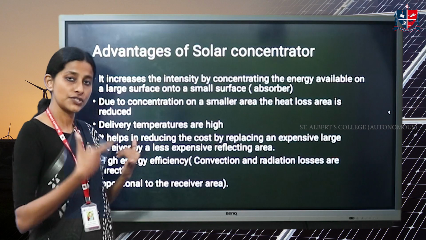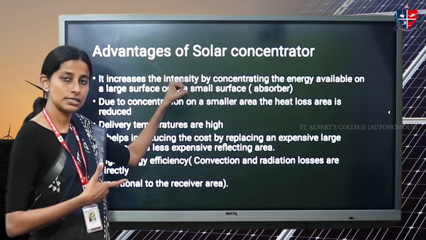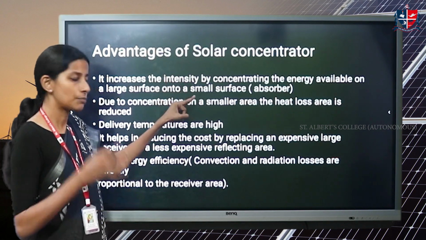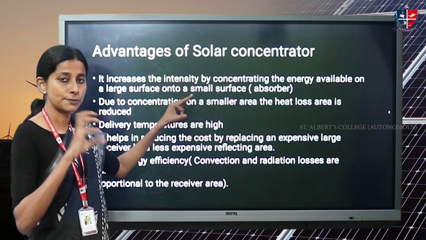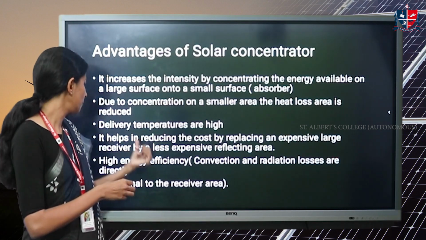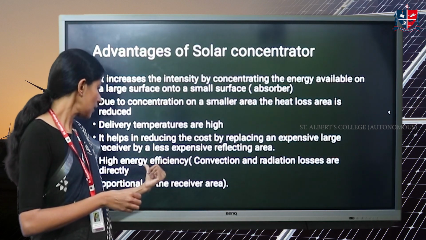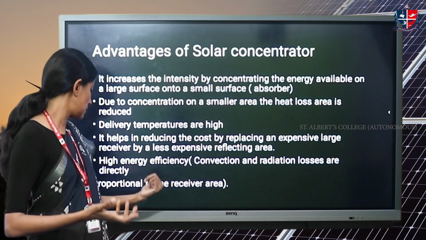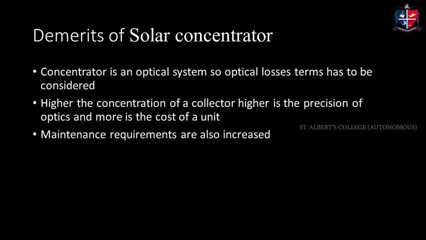Then the delivery temperatures are high. Temperature is high, intensity of solar radiation is high, and the area that is being exposed or prone to loss is small because the absorber here is a very small area. Then, as I said, the thermal efficiency is very high. These are the advantages. So you can now guess what could be the disadvantages.